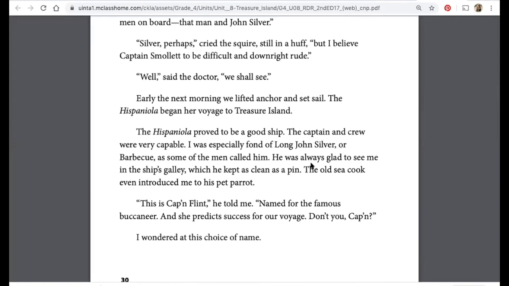The captain and crew were very capable, meaning very able to do hard work.